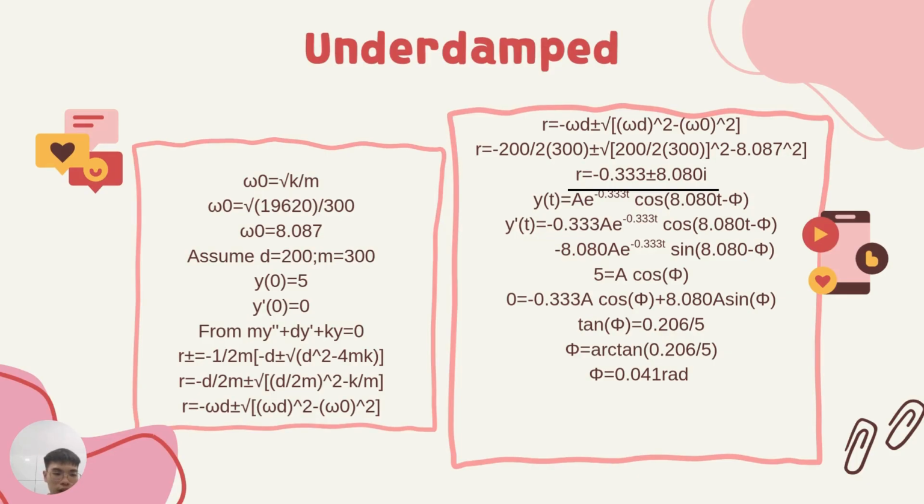And from the assumption at the start, if we plug in time equal to 0, the original equation becomes 5 equals A cos phi. We also plug time equal to 0 into our differentiated equation, and we get 0 equals negative 0.333 A cos phi plus 8.080 A sin phi. So we need to find phi now. At the end, we will find phi is equal to 0.041 radian.